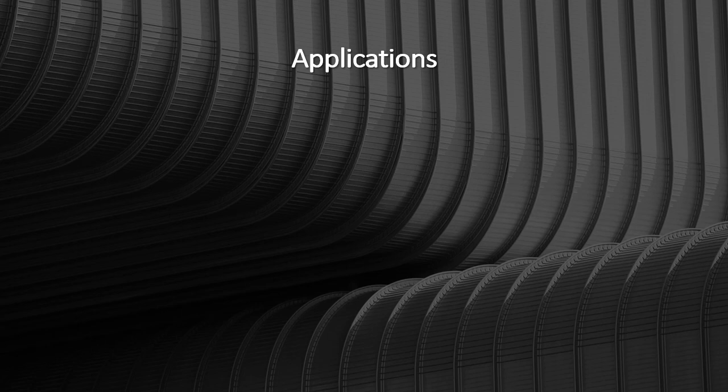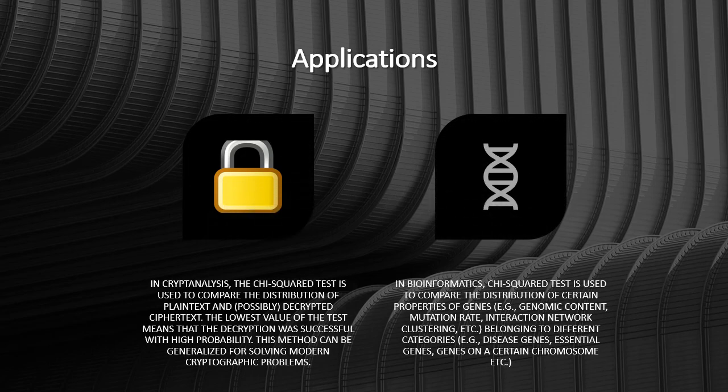We have seen applications of chi-square test in business development and in medicine. Now we are going to discuss its application in other fields. We can use chi-square test in cryptanalysis, where it is used to compare the distribution of plain text and possibly decrypted ciphertext. The lowest value of the test means that the decryption was successful with high probability. This method can be generalized for solving modern cryptographic problems.